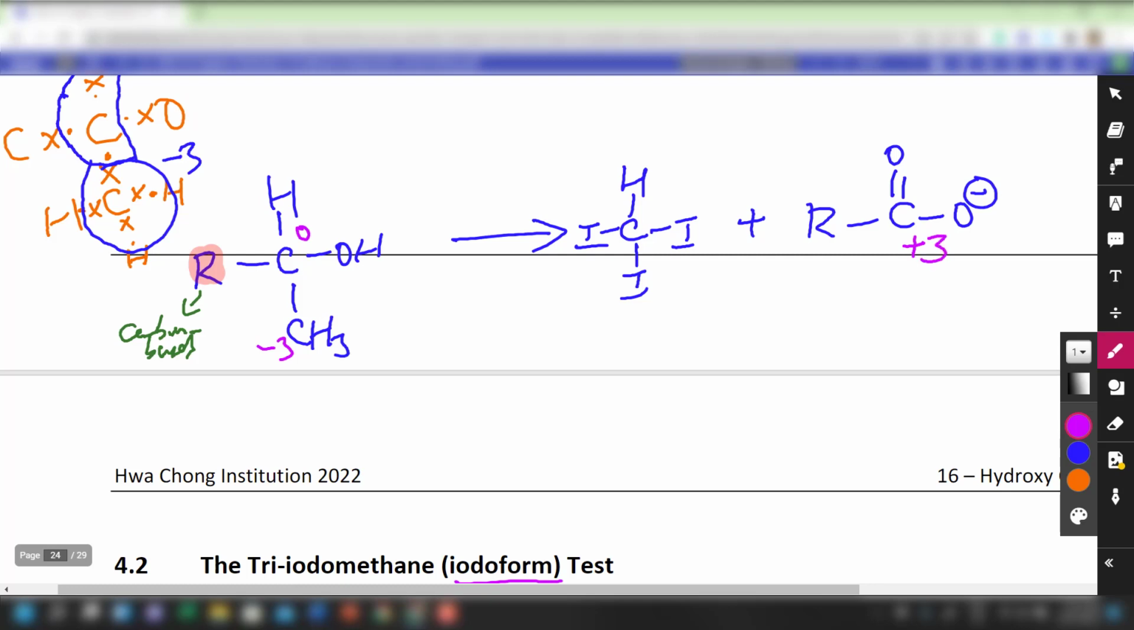Okay, so for this carbon here, again, assume perfect ionic model. So iodine is more electronegative, and then it becomes +2. So if you take a look at the whole thing, what is the change in oxidation state? It's from 0 to +3.